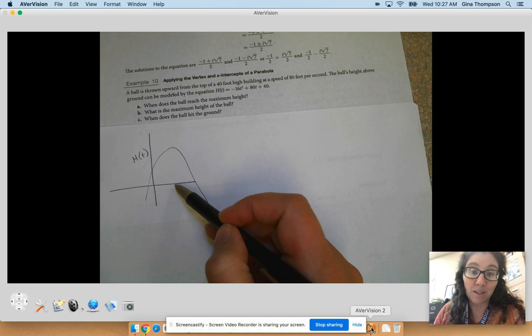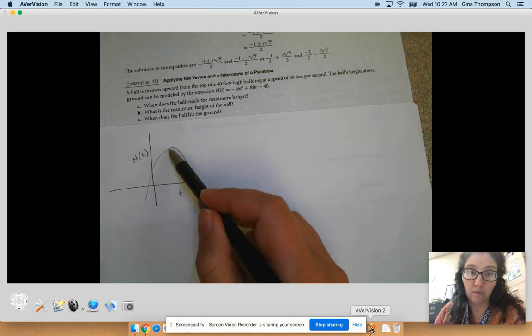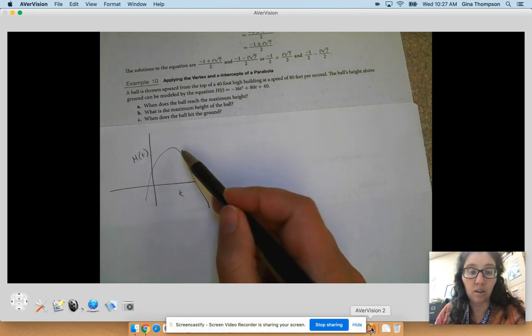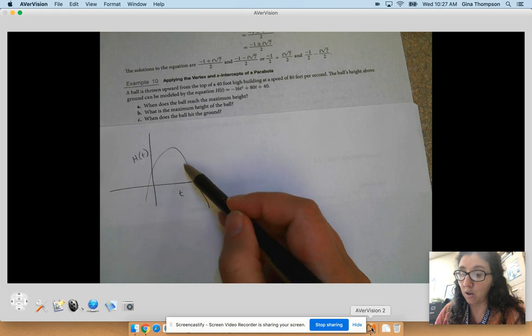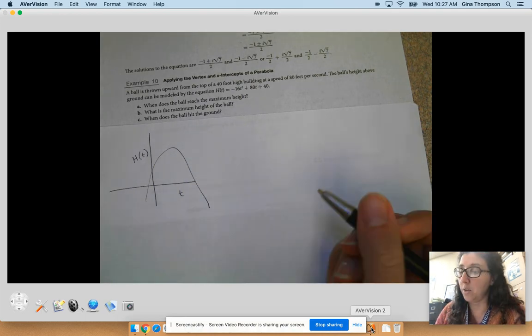What is the maximum height of the ball? That's going to be the y value of the vertex. We're getting good at finding these vertexes. And when does the ball hit the ground? Well, that's when the height's going to be 0. So that's going to be an x-intercept. Haven't found that yet, so that'll be good.